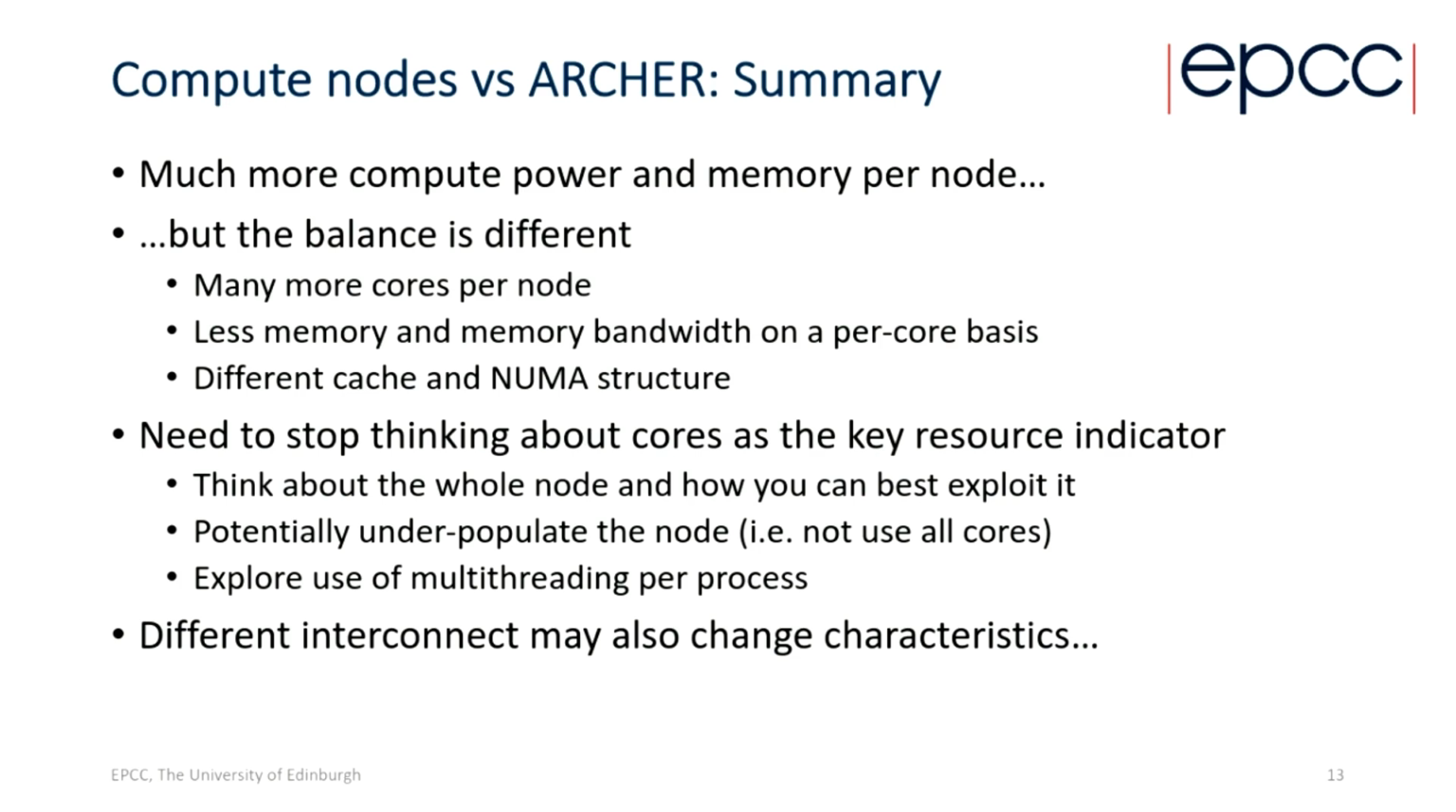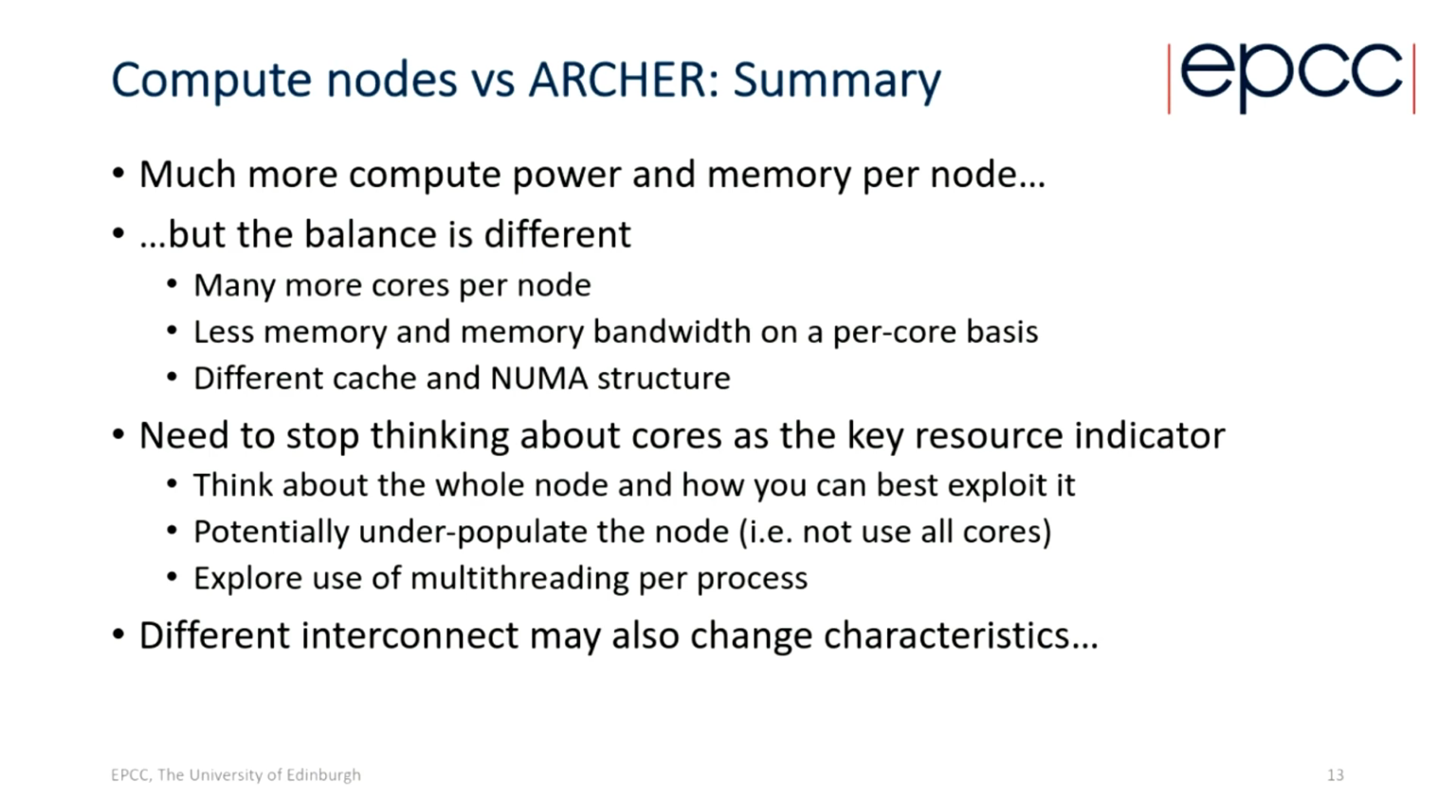So there's different cache and NUMA structure. I think what this means, in any case, on Archer and ARCHER2, is that the minimum resource you're going to be able to request is a full node. So we need to stop thinking about cores as the key resource indicator, and probably we should have done that a long time ago, as higher and higher core counts came per node. You need to think about the whole node and how you can best exploit it. So potentially underpopulating the node, not using all cores, to maximize things like memory bandwidth available to match your application, and to explore more use of multi-threading per process, whether it's beneficial or not.